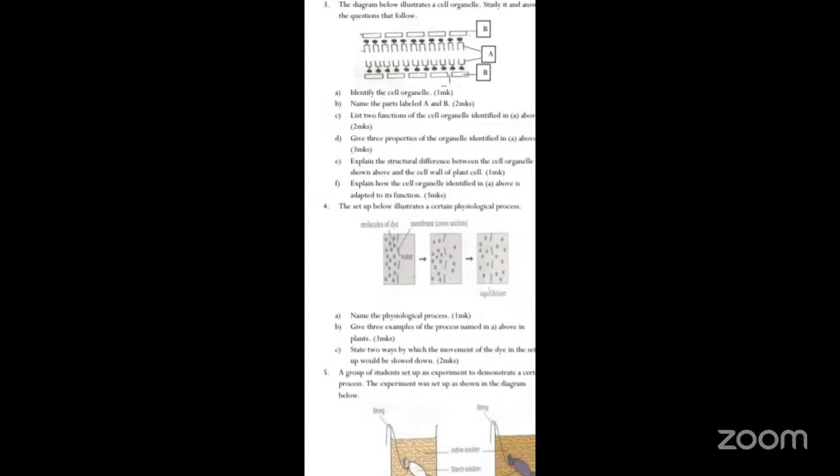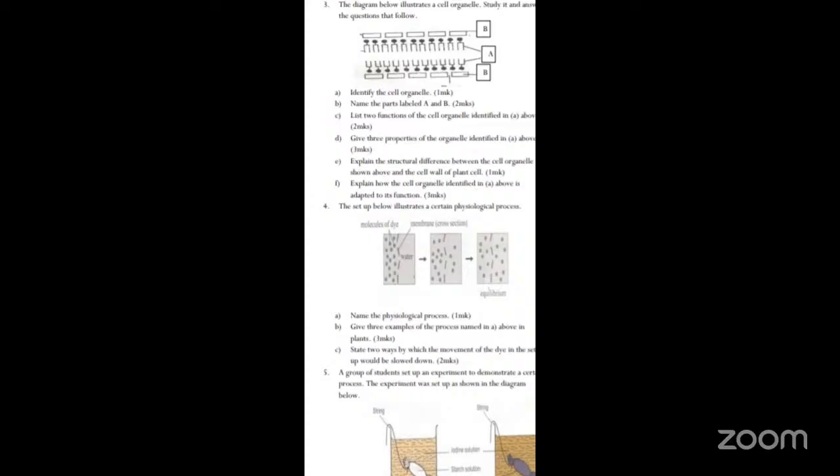Give 3 examples of the process named above in plants. In this case, they have been very specific. They did not tell you in living organisms. They did not tell you in animals. They told you in plants. So in short, what they're asking here is to state 3 roles. When you see they have told you to list 3 or give 3 examples of the above named process, this means you must give the roles. Here you are being asked for roles, and we have studied them.